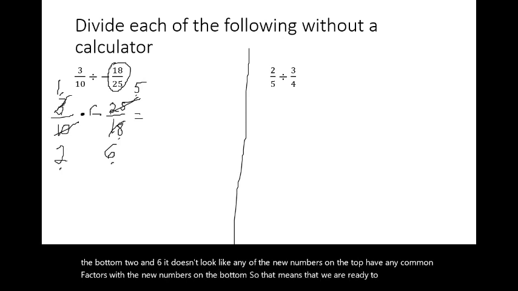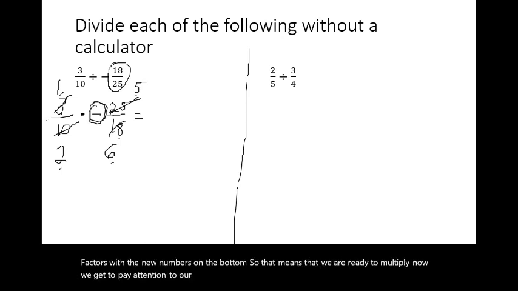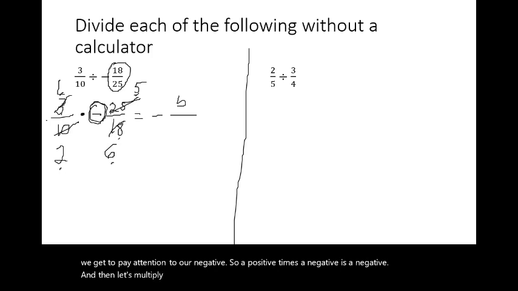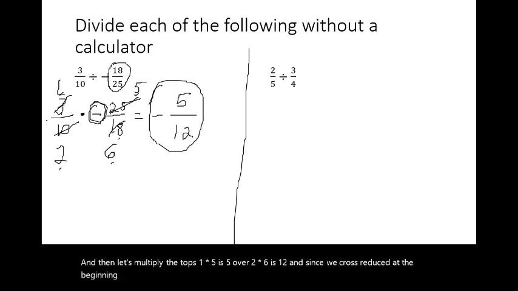Now we get to pay attention to our negative. So a positive times a negative is a negative. And then let's multiply the tops. 1 times 5 is 5. Over 2 times 6 is 12. And since we cross-reduced at the beginning, we don't need to reduce at the end. Negative 5 over 12 is our final answer.